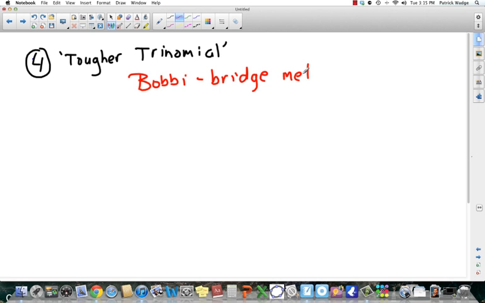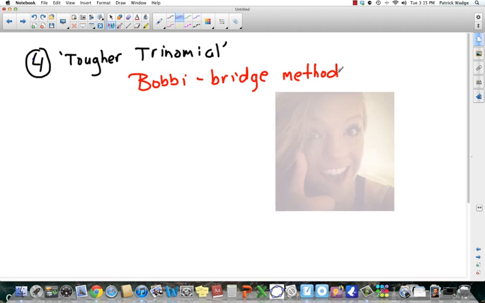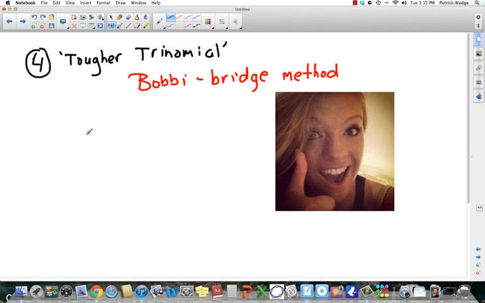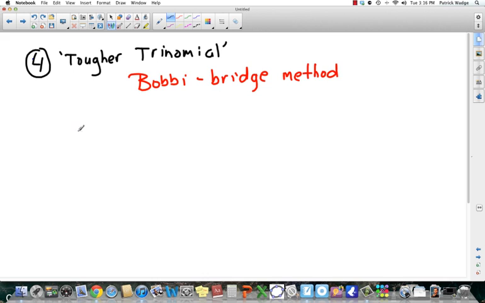Okay, dear Bobby, who left us in grade 11, we'll remember her fondly forever for helping us come up with this method, or at least naming this method. Thank you, Bobby, wherever you are. I'll never forget you. Okay, we're going to do 2 of these. So the first one is 3m squared minus m minus 2.